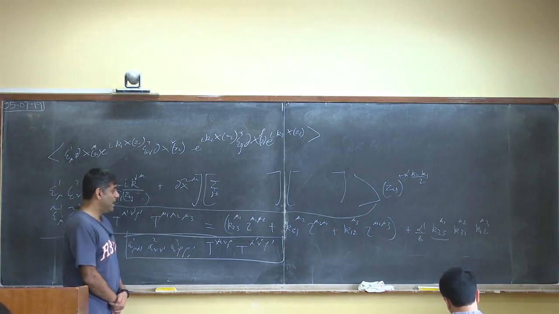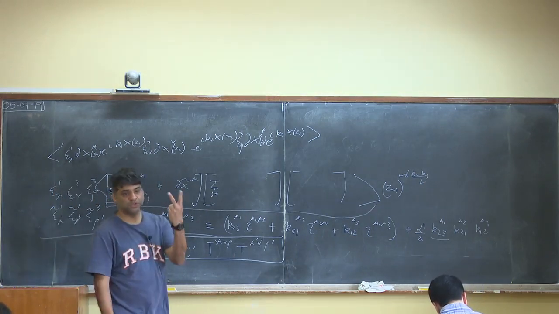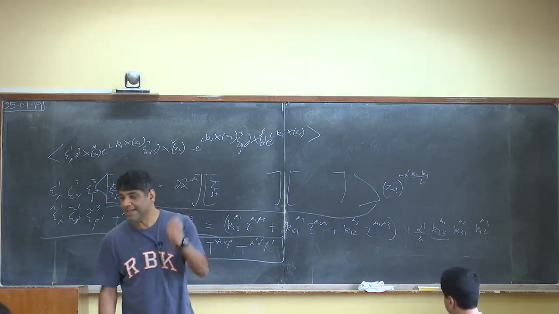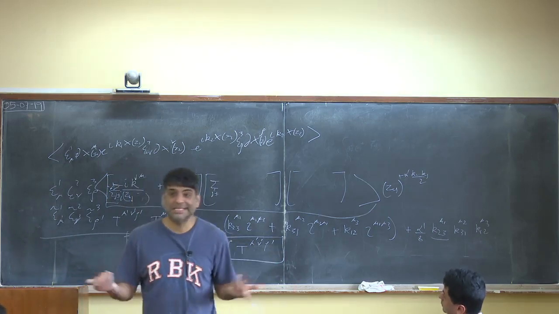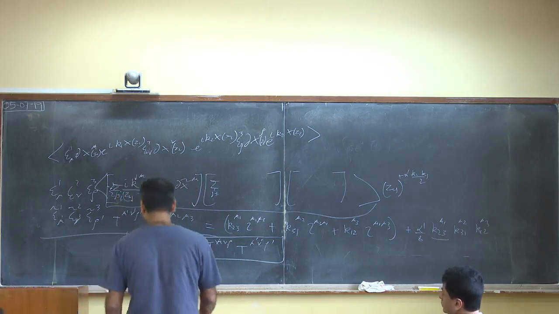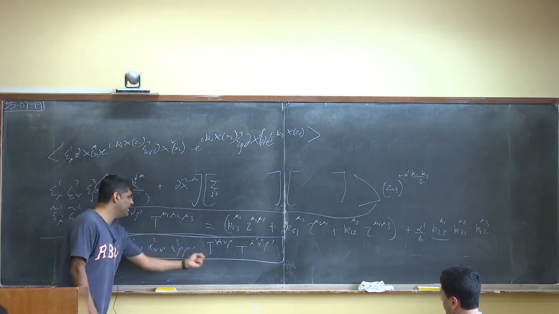Therefore, what do we get? We get terms with 2 k's. That's when 1 meets 1. We get terms with 4 k's. That's when 1 meets 3. And we get terms with 6 k's. That's when 3 meets 3. So you have three different structures, all of which survive when we take this to be completely symmetric for us.